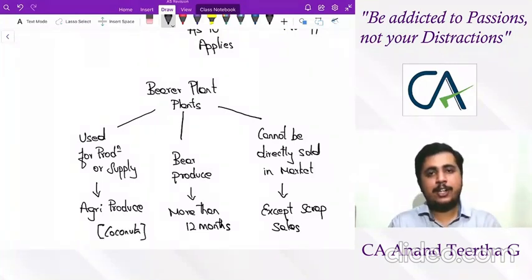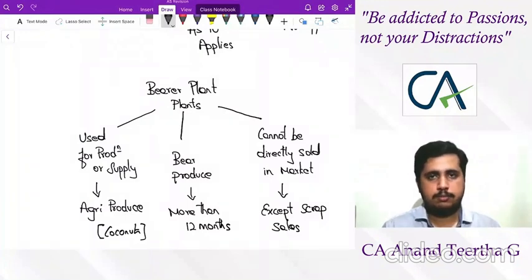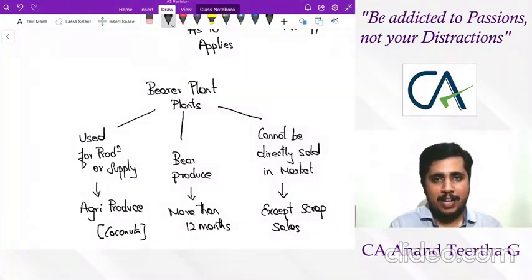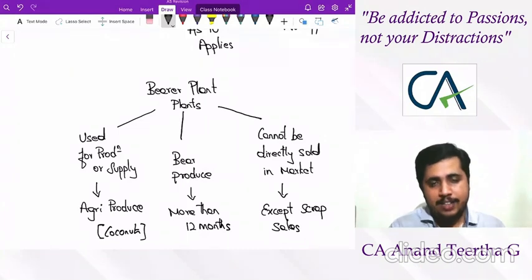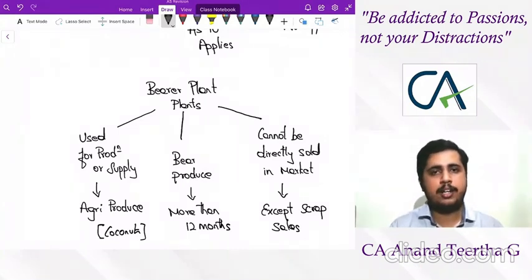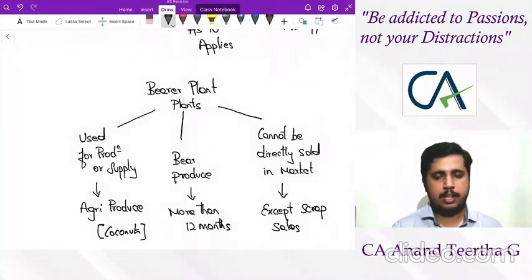And these trees are utilized for these coconuts. Okay. Then after that, what they say is, can these plants produce for more than 12 months? The answer is yes. One coconut tree will have so many years of life, so it can automatically be used for more than 1 year. So there is no problem at all. And these trees cannot be directly sold in the market. Obviously not. These trees will not be directly sold in the market.